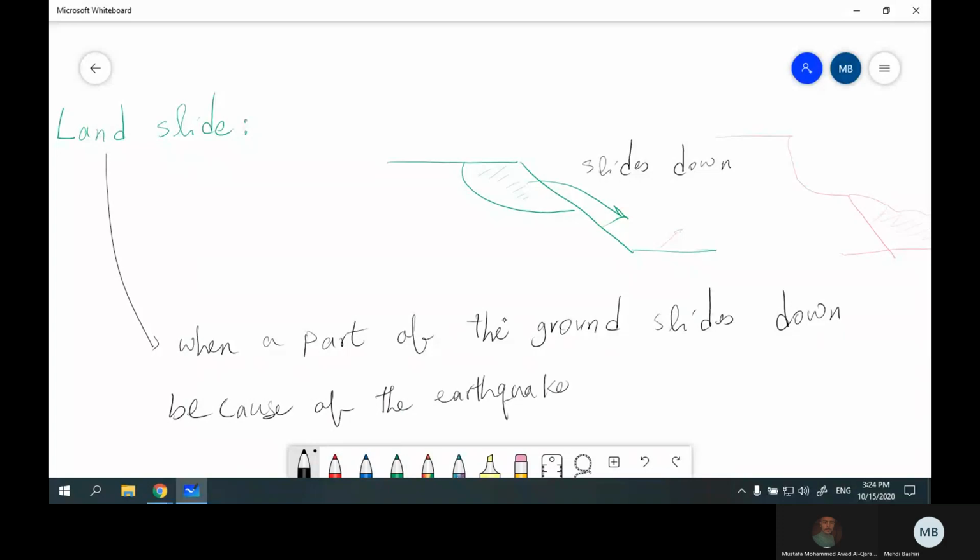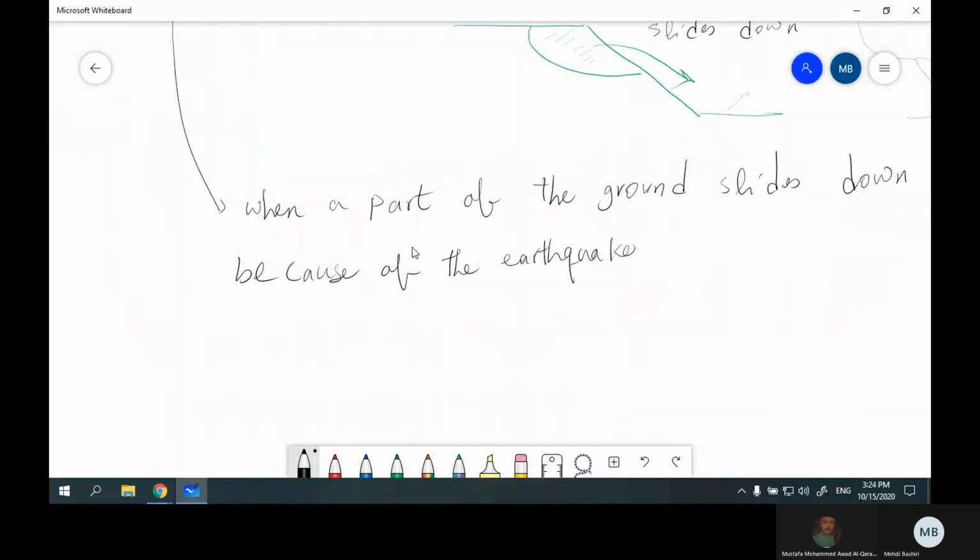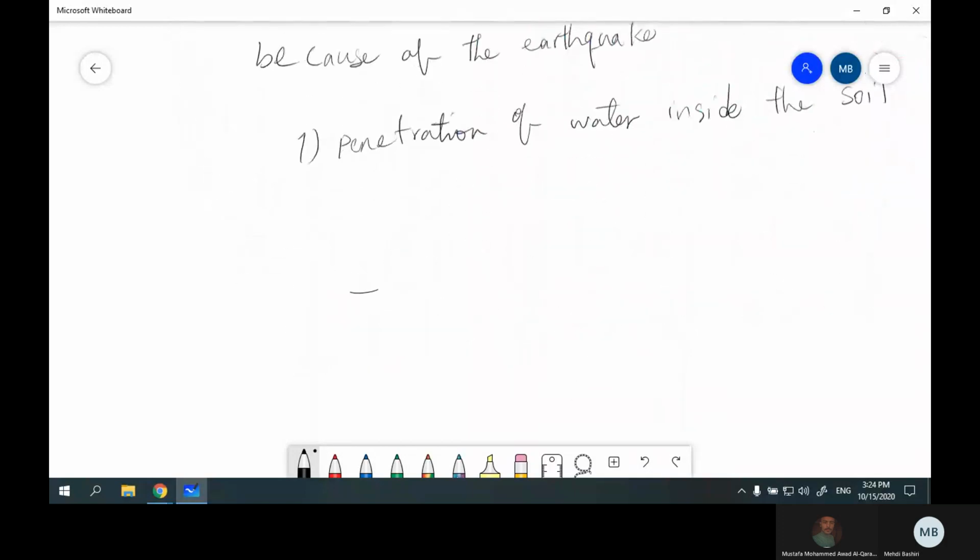Okay, and the main reason is water, or penetration of water inside the soil. It's obvious. For example, you all know that F is equal to ma.